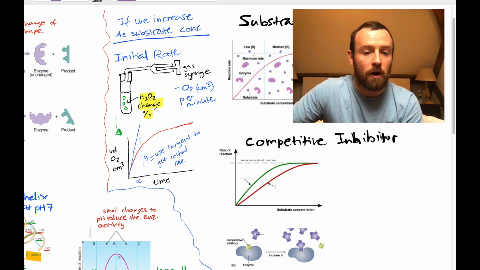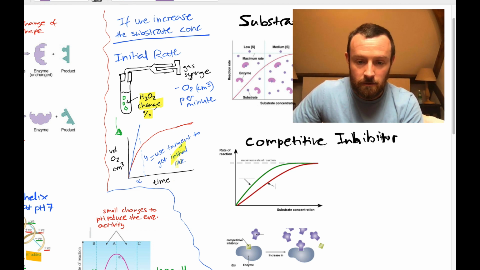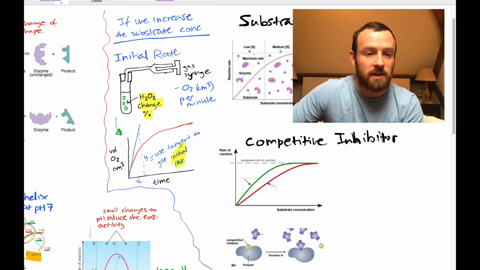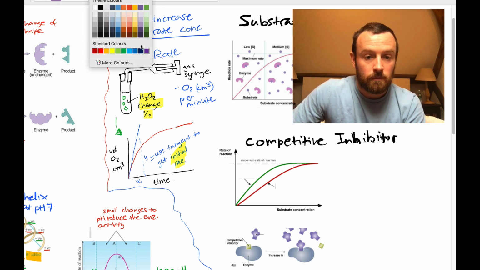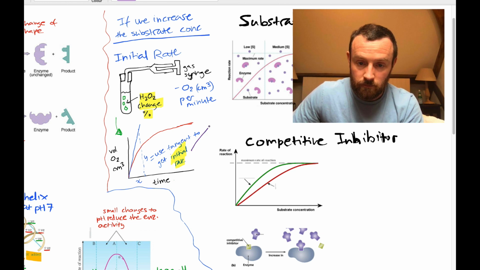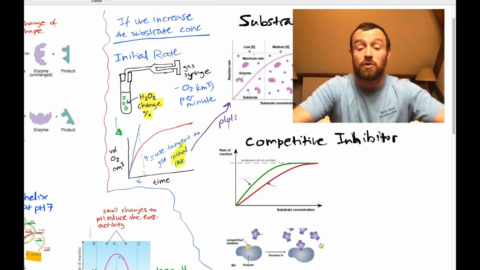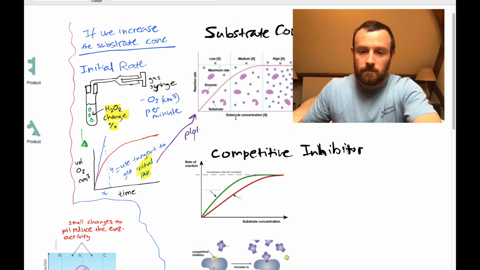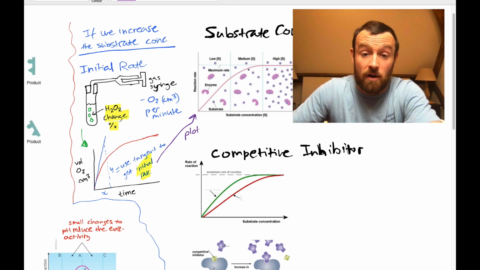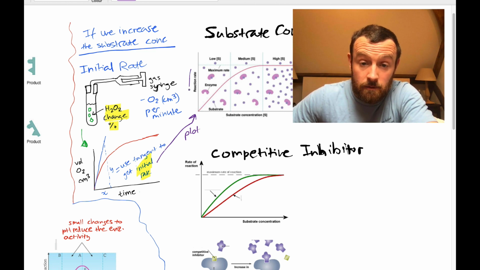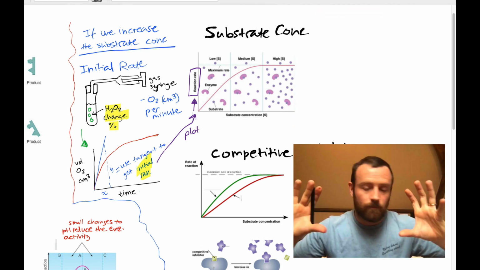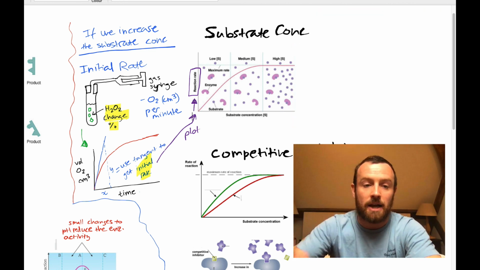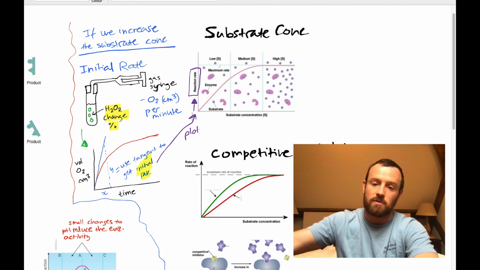Then we would actually plot the initial rate, okay? Initial rate would be plotted over here. So we plot the initial rate of reaction on this graph. So this is reaction rate here would be an initial rate of reaction. All right, tangent finished. What does the actual result look like as you change the substrate concentration?